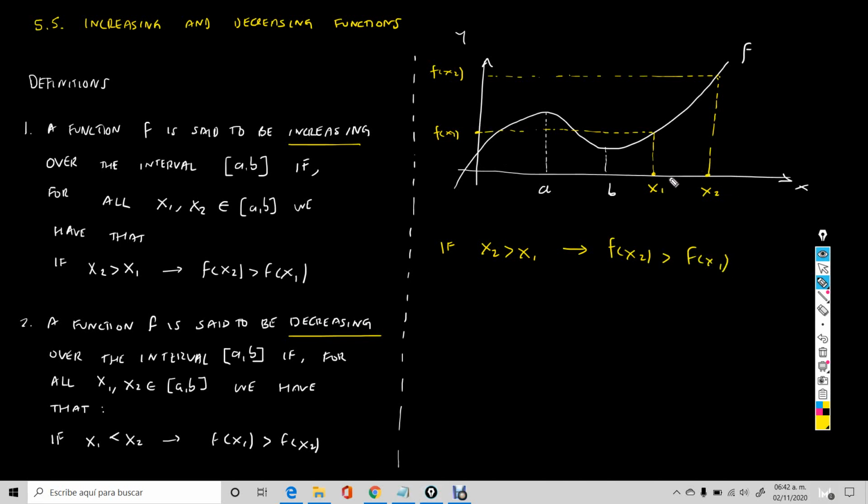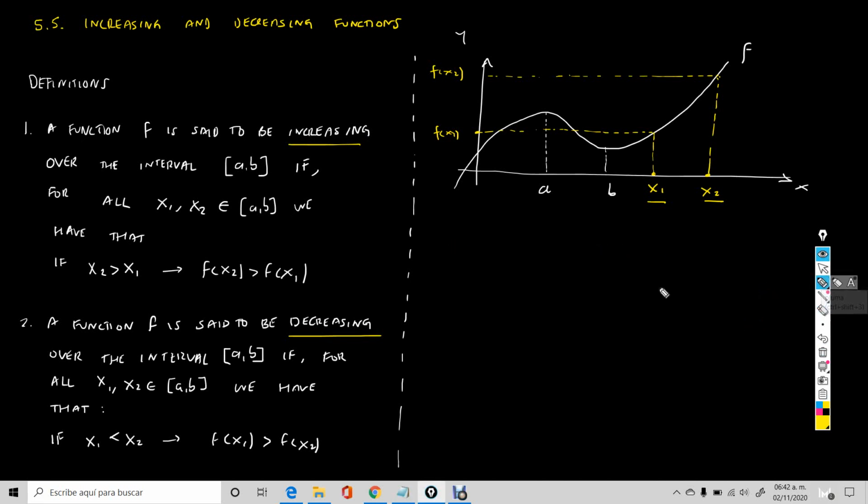You see? And that's what the definition of increasing means. If you take two numbers in this interval, like so, and if one is greater than the other, then the function evaluated in the greatest number will also be greater than the function evaluated in the lesser number. That's how it works. So as long as your function satisfies this definition, we can say that it's increasing over this interval. And the same works for the other definition, for decreasing.